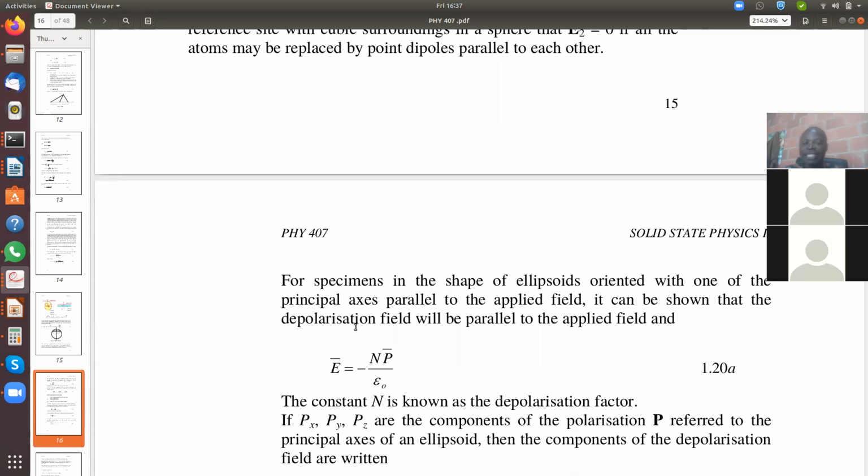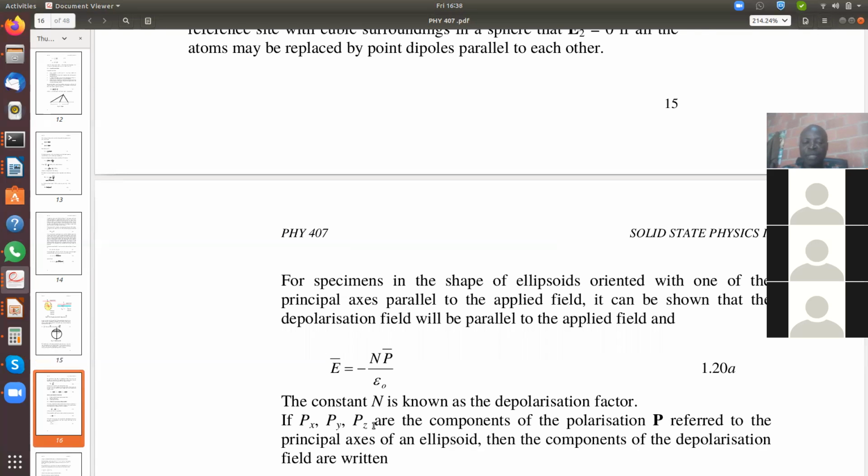So for specimens in the shape of an ellipsoid oriented with one of the principal axes parallel to the applied field, it can be shown that the depolarization field will be parallel to the applied field, and the electric field will be this, N P over epsilon naught. The constant N is known as the depolarization factor.